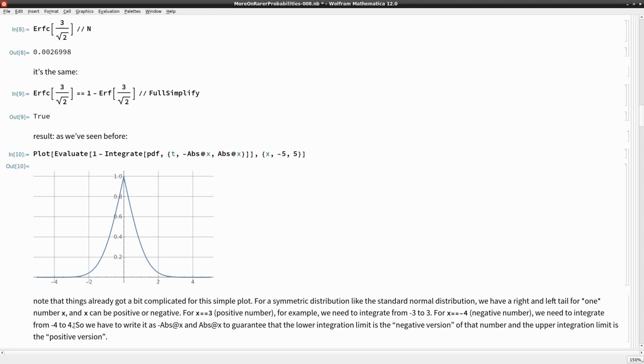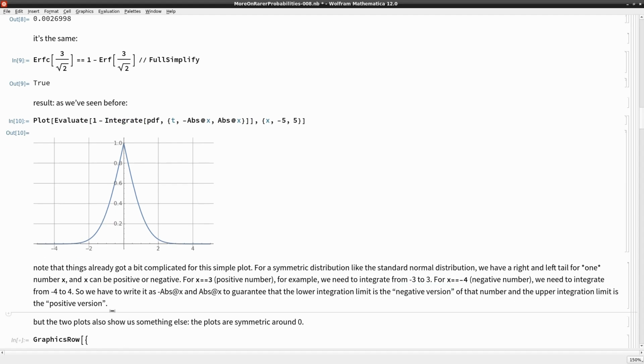So one number here implies two numbers. Right? A positive number implies its negative counterpart and the positive number, and for a negative number as well. A negative number also gives us two numbers. So the only way to plot this now is to write it as minus the absolute value of x and the absolute value of x, in order to make sure this is a negative number and this is a positive number, and you will find this here. We need to do that in order to guarantee that the lower integration limit is the negative version of that number and the upper integration limit is the positive version of that number. That can be a little bit tedious and complicated, but the plots also show us something else.